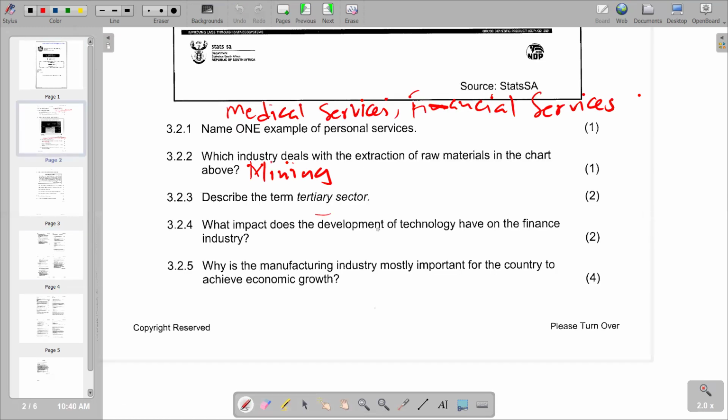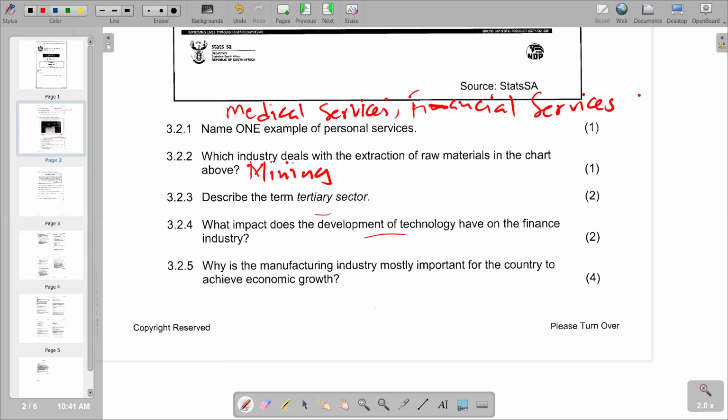Then we go to the next question, which says, what impact does the development of technology have on the finance industry? Obviously, this is the role of technology. In other words, we are having a better use of modern ideas and modern machinery in the finance industry. The finance industry, mainly the banking sector, is mainly involved with online transactions. So the development of technology has a very huge impact on the finance industry, whereby it facilitates easier movement of transactions.